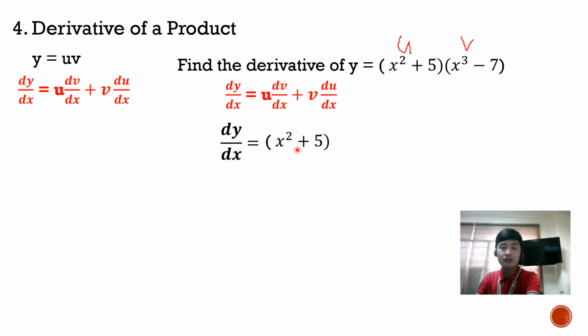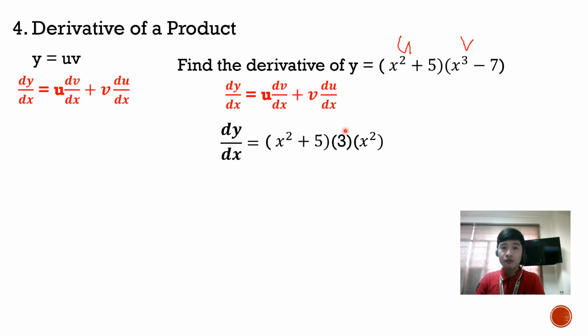Lagay mo dito. And then multiplied sa derivative ng ating second function. So, x cubed minus 7. So, dalawang derivative ang formula ang gagamitin natin. Una, kung natatandaan po ninyo, derivative of a power. Actually, tatlo. Derivative of a power, derivative ng sum or difference, and then derivative of a constant. Pag pinagsama-sama nyo po yan dito, ayan po ang derivative niyan.